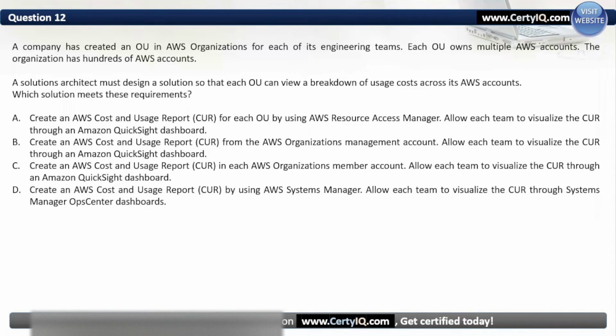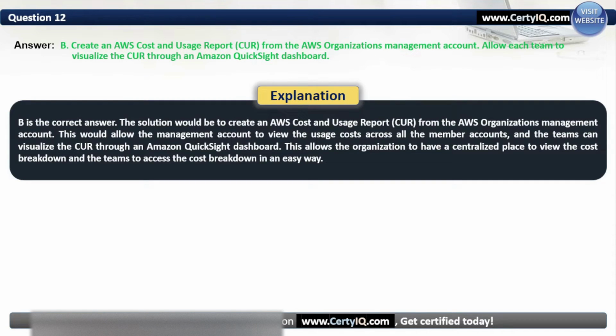The correct option is B. Create an AWS Cost and Usage Report from the AWS organization's management account. Allow each team to visualize the CUR through an Amazon QuickSight dashboard. B is the correct answer.